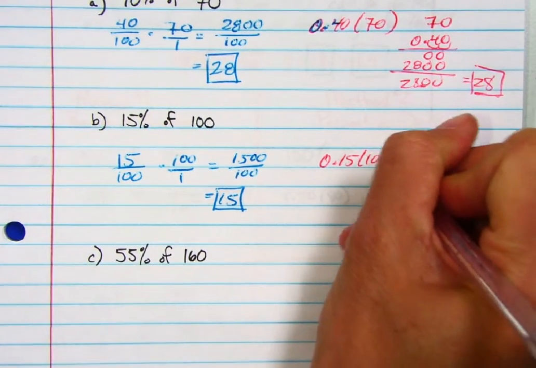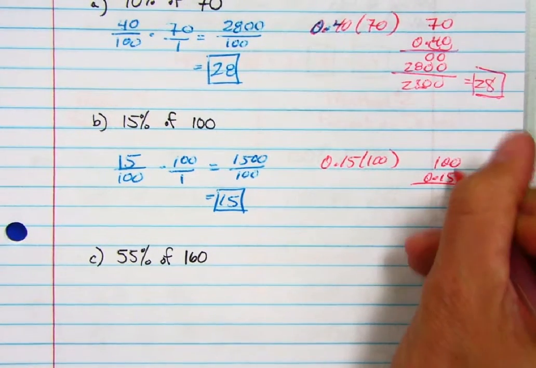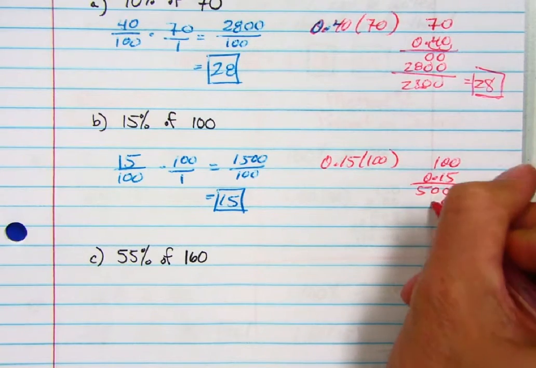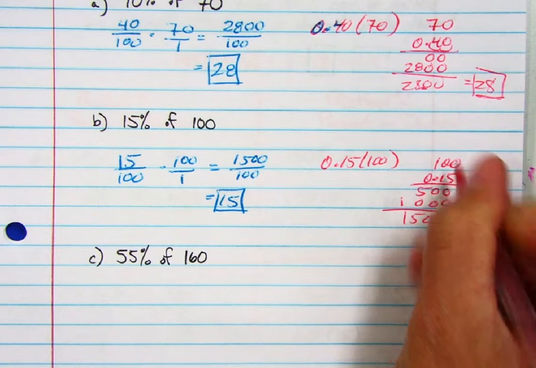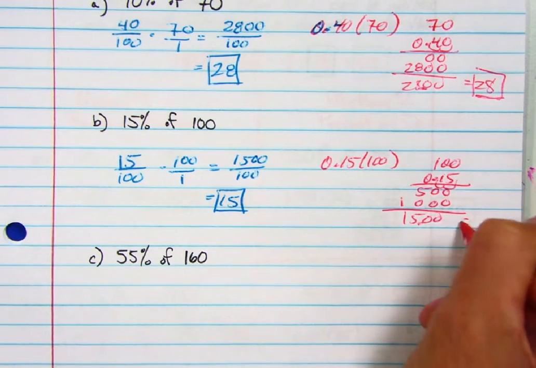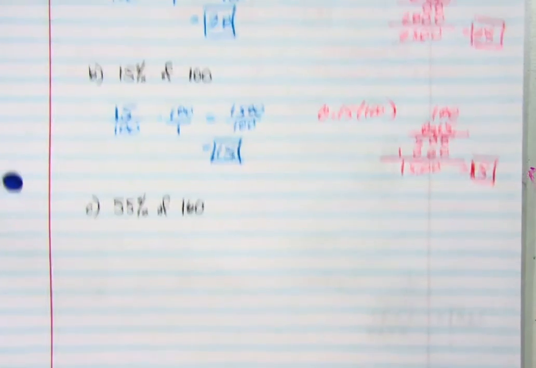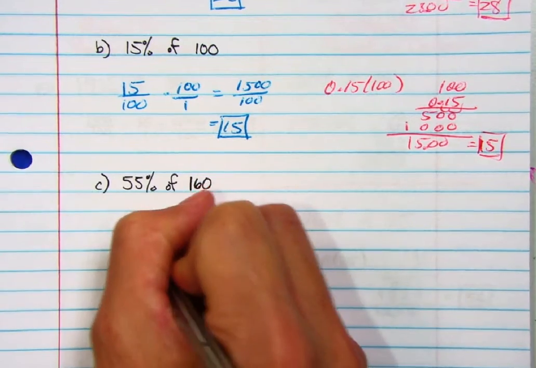0.15 times 100. Okay, so 100 times 0.15. Let's see, I get 0.05. I get 0.01, and that's pretty much all I need. Move the decimal 2 spots over, and I find out that my answer is 15. Okay, come to the last one here. Change 55% into a fraction.